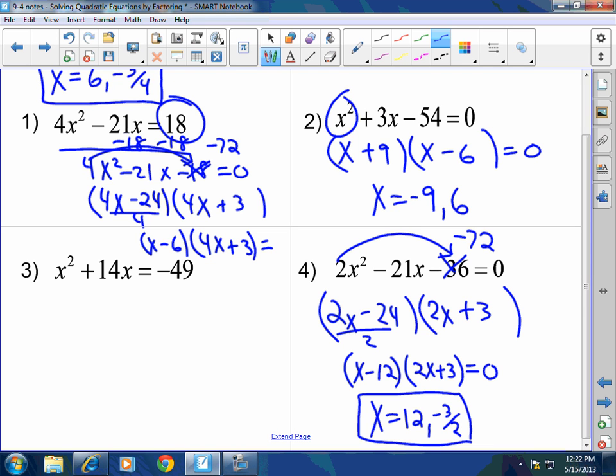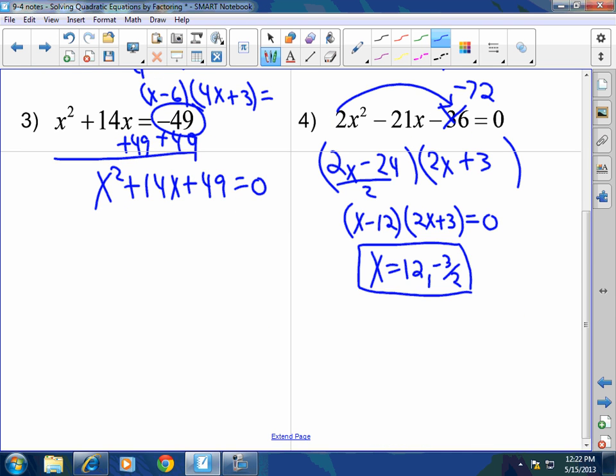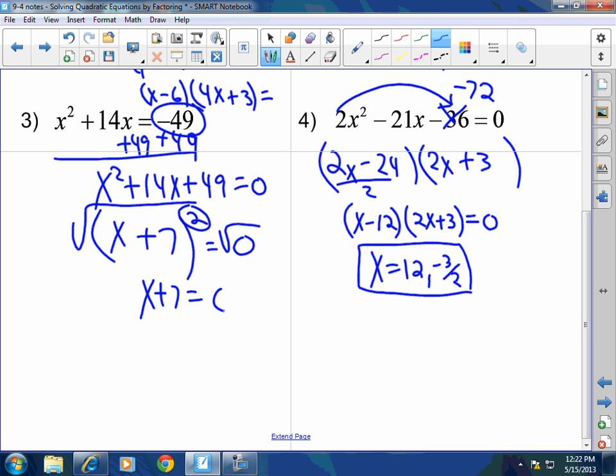Number 3, sorry. What do I got to do with this negative 49 first? Add 49 to both sides. Thank you, son. So I got x squared plus 14x plus 49. Does anyone recognize this type of trinomial? Perfect square, thank you. This is x plus 7 squared equals 0, right? How do I cancel this power of 2? Square root. So I got x plus 7 equals 0. Square root of 0 is 0. Subtract 7 on both sides. X equals negative 7. It only has one solution.